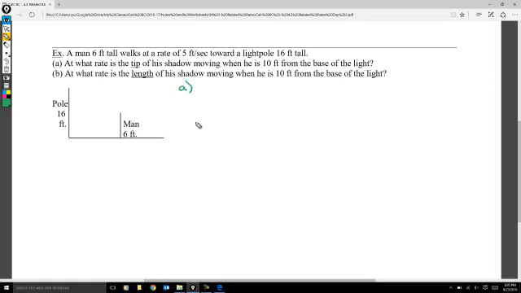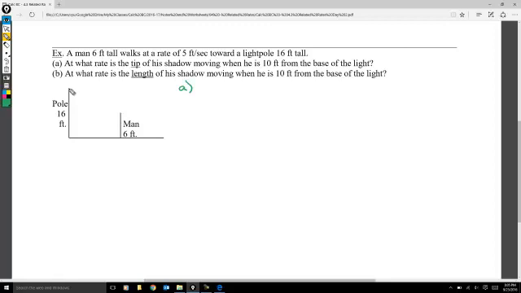All right, first I want to know at what rate is the tip of his shadow moving when he is 10 feet from the base of the light. Okay, so kind of complicated. There's a lot of things going on here. The general idea is this is my pole. This is my light source, right?